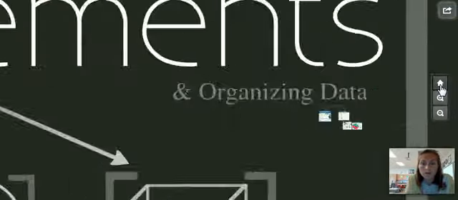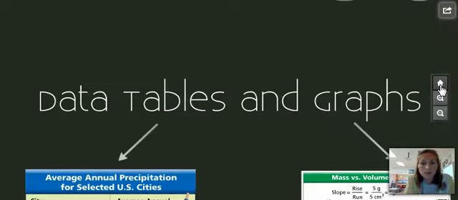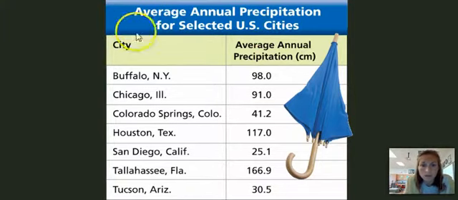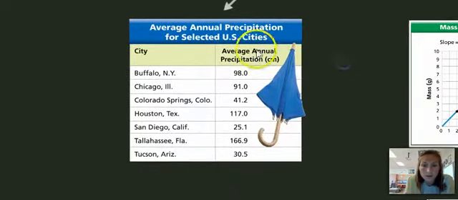Alright, now we're going to move on to section 1.4, organizing your data. Again, not a whole lot of surprises here. Data tables and graphs are what we use to collect and analyze data, especially when using the scientific method to solve a problem. So a data table right here is an example: average annual precipitation for selected U.S. cities. You should notice that every data table has a title, and there's a title for the independent variable and a title for the dependent variable, including units. This one doesn't really lend itself to having units, but usually you want to have a unit for each label.